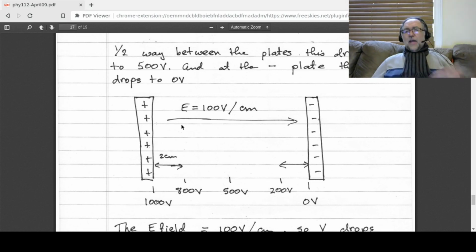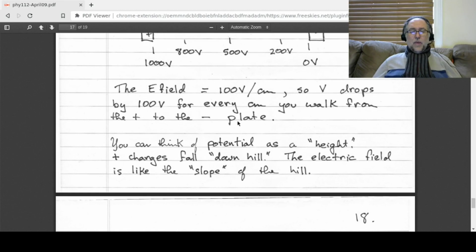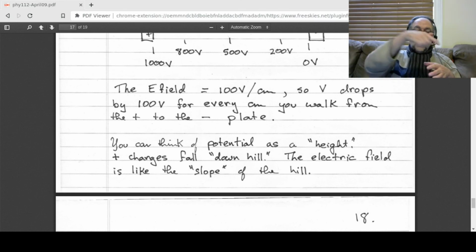I don't know if that helps or not, but this is basically the way people tend to think about potential and electric fields. They're very much related to one another. And I don't know if you've ever studied cartography, but in cartography, they often draw maps with the heights. They're kind of like these circular lines that show equal heights.